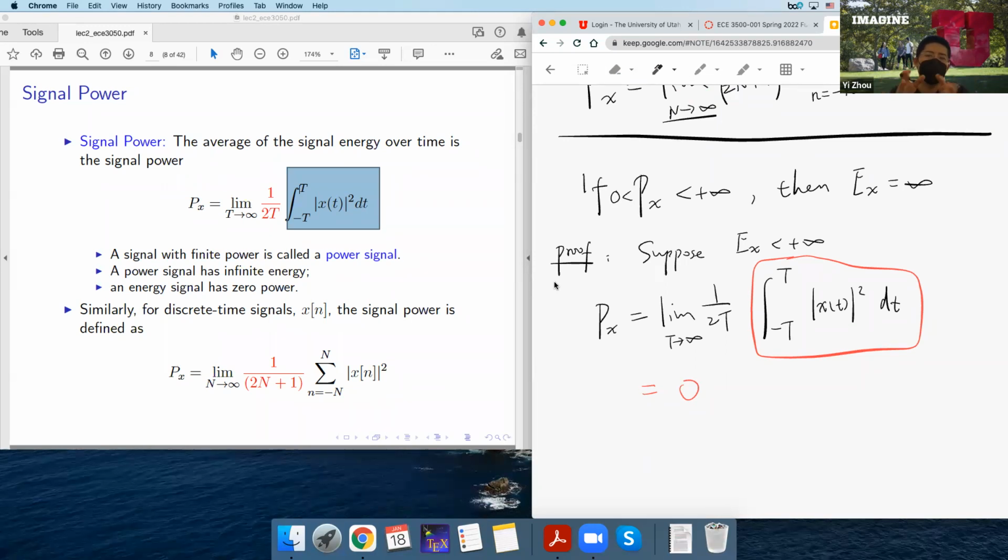So the intuition is that the power is kind of an average energy over the entire infinite time domain. If this average energy is strictly positive, then you multiply by the entire length of the time domain. That should accumulate to infinity, right? So that's why the energy must be going to infinity.